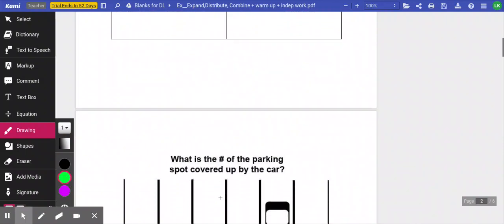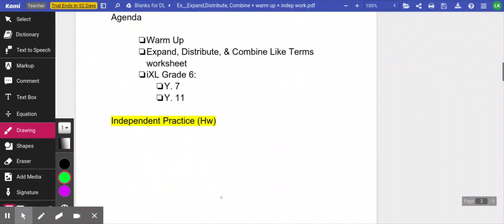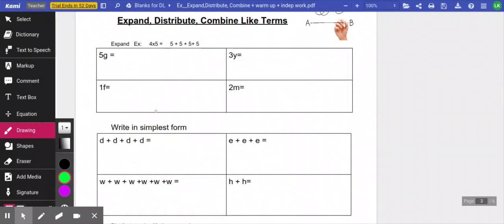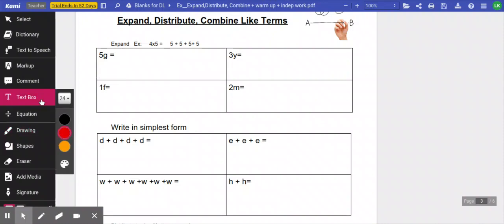All right, so now we're going to go on to the next part. Expand, distribute, and combine like terms. Expanding, we did a little bit of this the other day when we were working with the marble packet. So expanding, like 4 times 5 would look like 5 4 times being added. 5 plus 5 plus 5 plus 5.